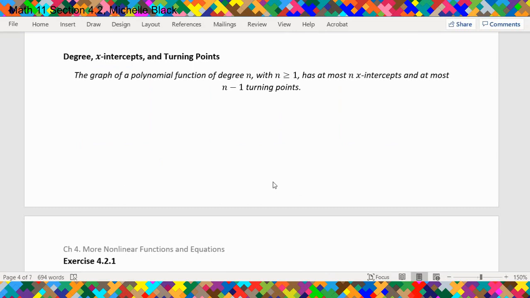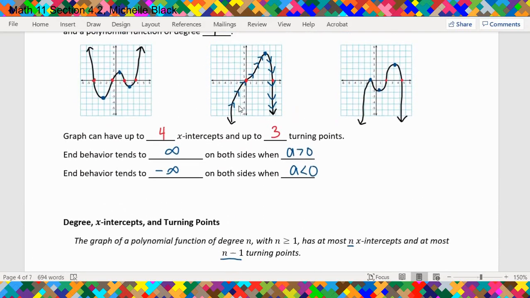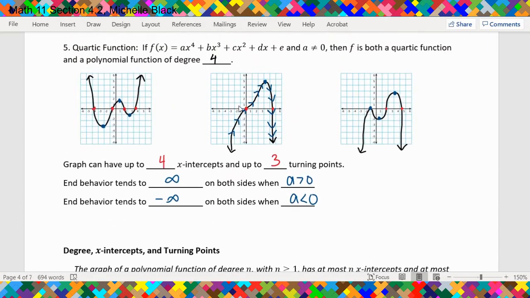Degree, x-intercepts, and turning points. The graph of a polynomial function of degree n with n greater than or equal to 0 has at most n x-intercepts and at most n minus 1 turning points. So let's go check that. When I had a quartic, which is degree 4, I had at most 4 x-intercepts and 4 minus 1, which is 3 turning points.